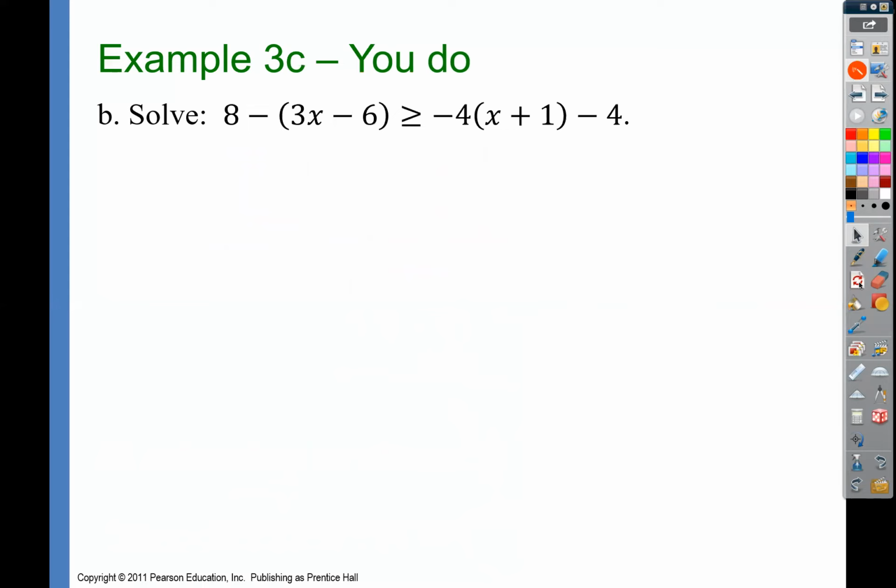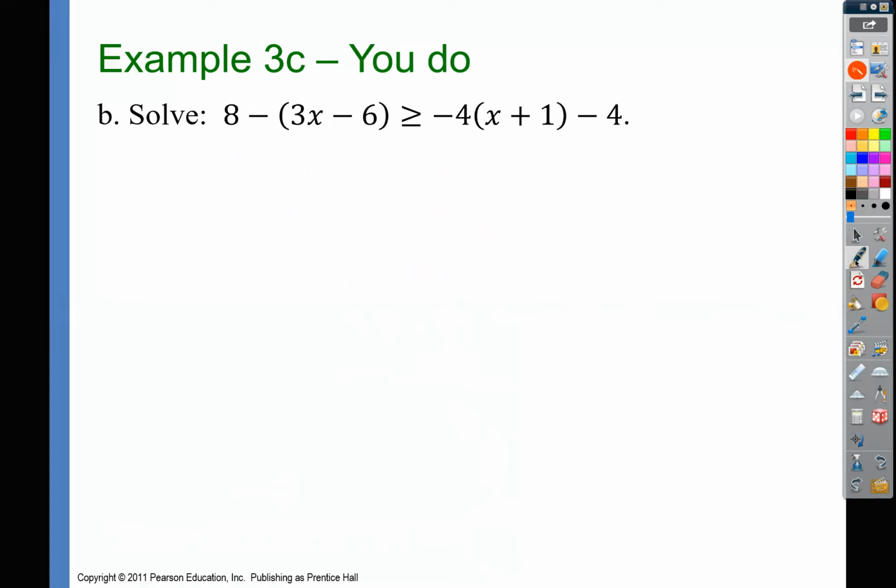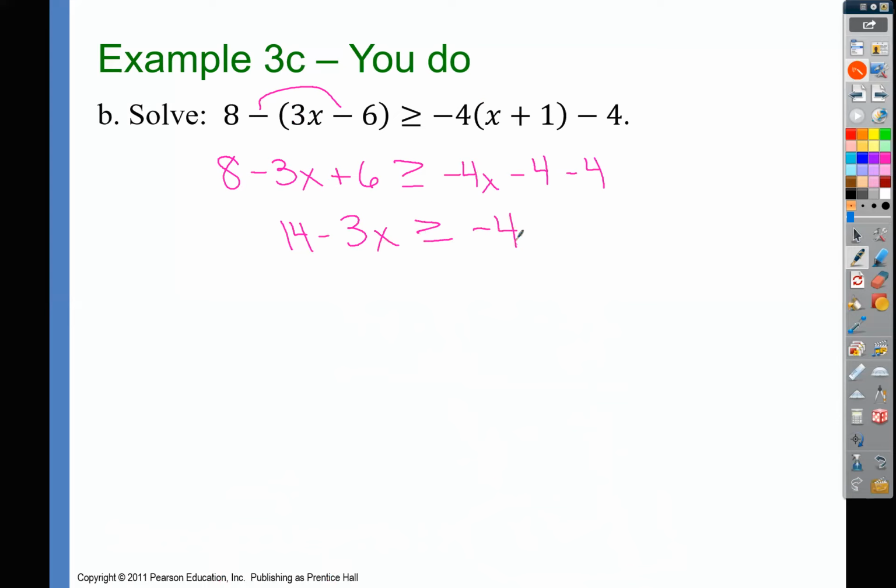Okay, 3C is 8 minus 3x minus 6. So let's distribute that negative. So we've got 8 minus 3x and minus a negative 6. So that'll be plus 6, because negative 1 times negative 6. And then negative 4x, negative 4 times 1 is negative 4. Now get your like terms together. So 8 plus 6 is 14, minus 3x is greater than negative 4x minus 8.